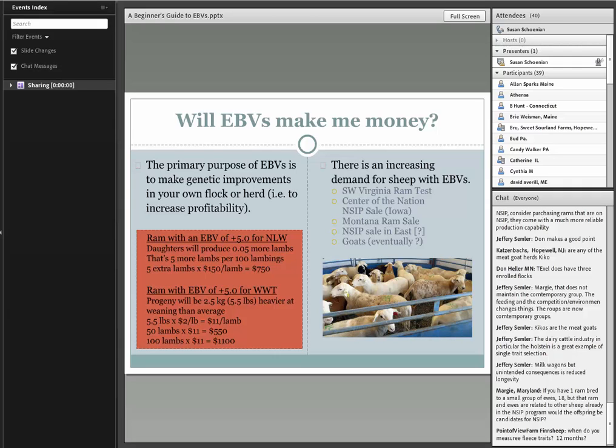Goats, again, we've got only 5 herds. We got to get started, and once we get started, hopefully we can do some of the same things that the sheep industry is doing.